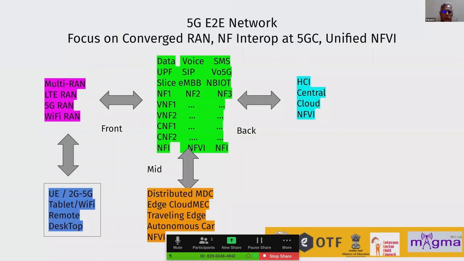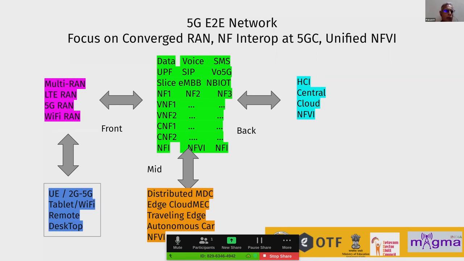What is the 5G end-to-end network? If you talk about the 5G end-to-end network, we have to start with the client device, which is the user equipment, what we called the mobile terminal in 3G. It has a radio which can be from 2G to 5G. You can use a tablet, you can use Wi-Fi for access, or you can do remote desktop through the cloud. Whatever the client is, it has to talk to the radio network.